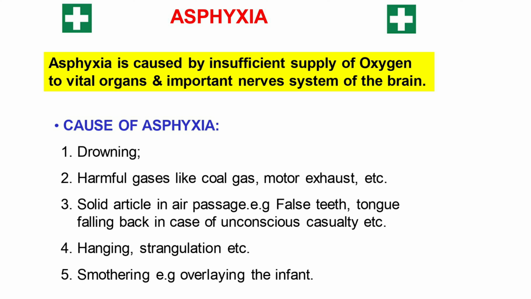Asphyxia. Asphyxia is caused by insufficient supply of oxygen to vital organs, an important nerve system of the brain. Causes of asphyxia: 1. Drowning. 2. Harmful gases like coal gas, motor exhaust, etc. 3. Solid article in air passage, for example, false teeth, tongue falling back in case of unconscious casualty, etc. 4. Hanging, strangulation, etc. 5. Smothering, for example, overlaying the infant.